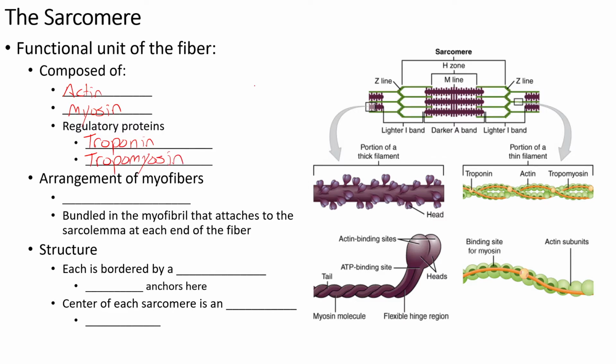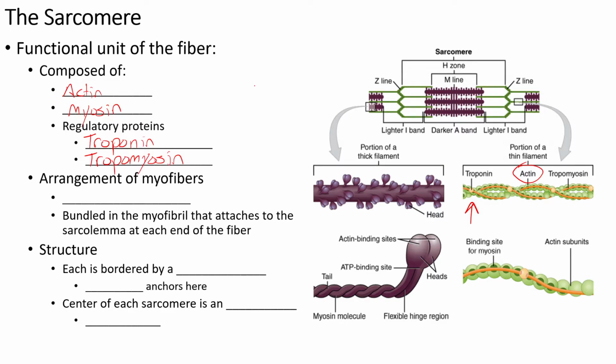Now, if we look at this picture right here, this is the actin. It's actually a conglomeration of three different proteins: the actin itself, and then troponin and tropomyosin. Tropomyosin attaches to the actin, and it covers up part of the actin. And troponin attaches to the tropomyosin, and it's responsible for moving the tropomyosin out of the way so actin can do its job.